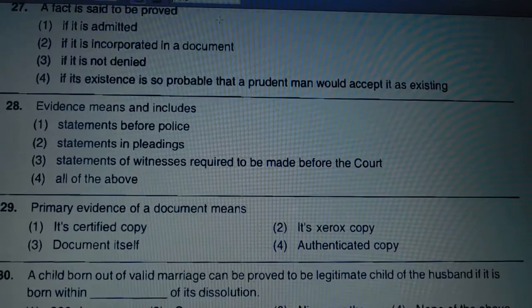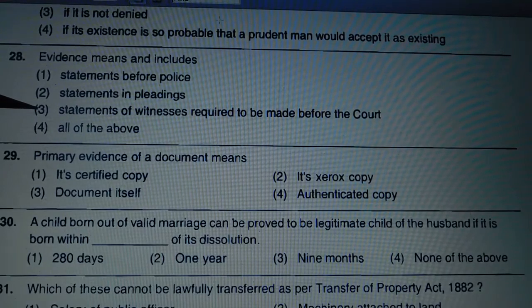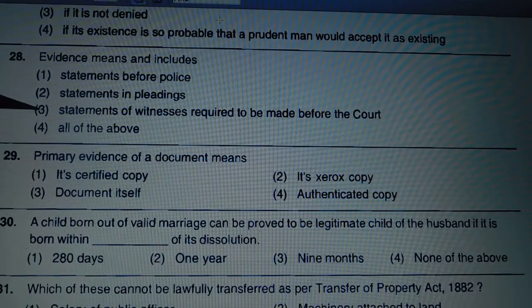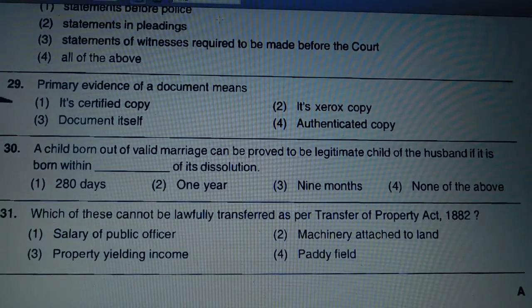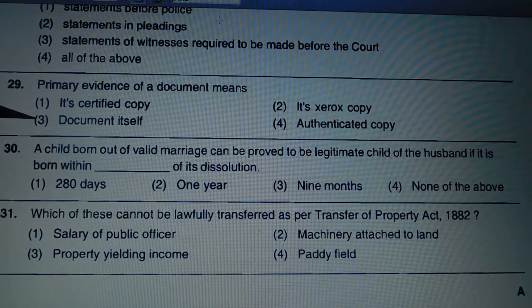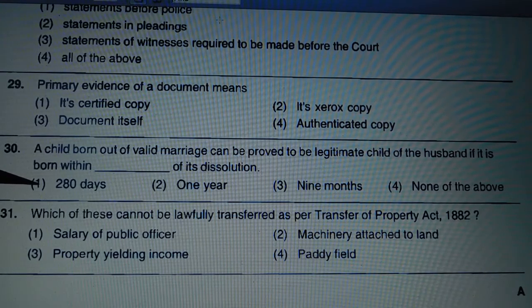Question number 28. Evidence means and includes. The answer is statements of witnesses required to be made before the court. Question number 29. Primary evidence of a document means. The answer is document itself. Question number 30. A child born out of valid marriage can be proved to be legitimate child of the husband if it is born within of its dissolution. The answer is 280 days.